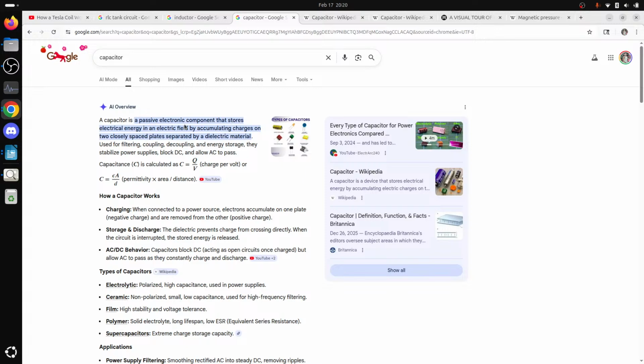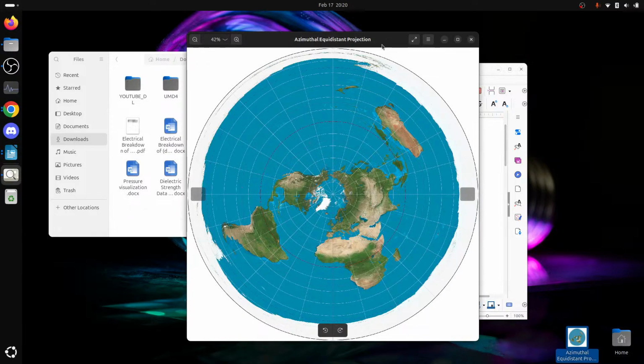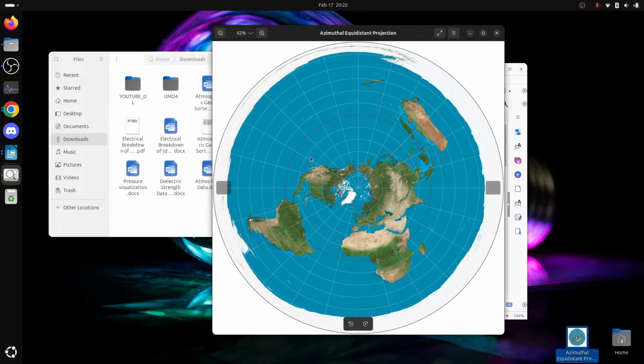So it accumulates charges on two closely spaced plates, conductors, separated by a dielectric material. So if we have a conductor being the stratosphere, the ether, and you have another conductor being the earth, and you have the dielectric in between, now you got a capacitor. So like thunderstorms, you know, those clouds become a super capacitor.